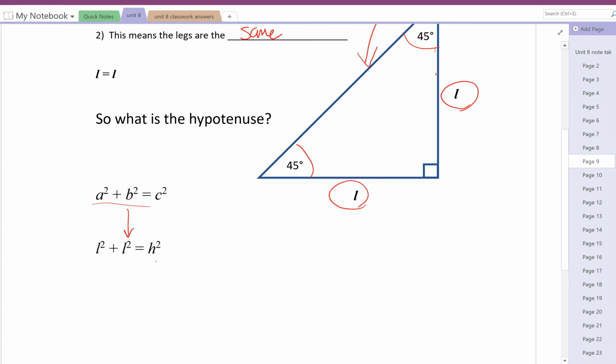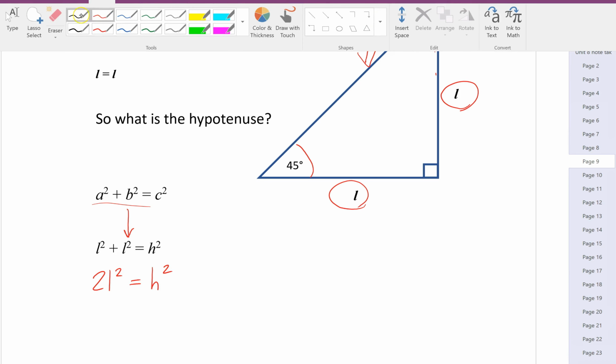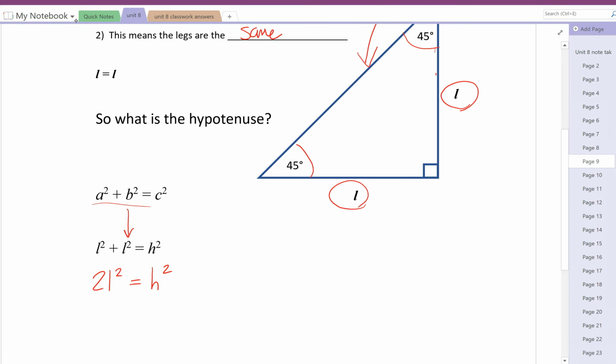Now if I want to combine some like terms and simplify this equation, the only thing I can do right now is say, well, if I have L squared and another L squared, what I actually have is 2L squared equal to h squared. And let's say I want to know exactly what the hypotenuse is. I don't want to know what h squared is. I just want to know what h is.